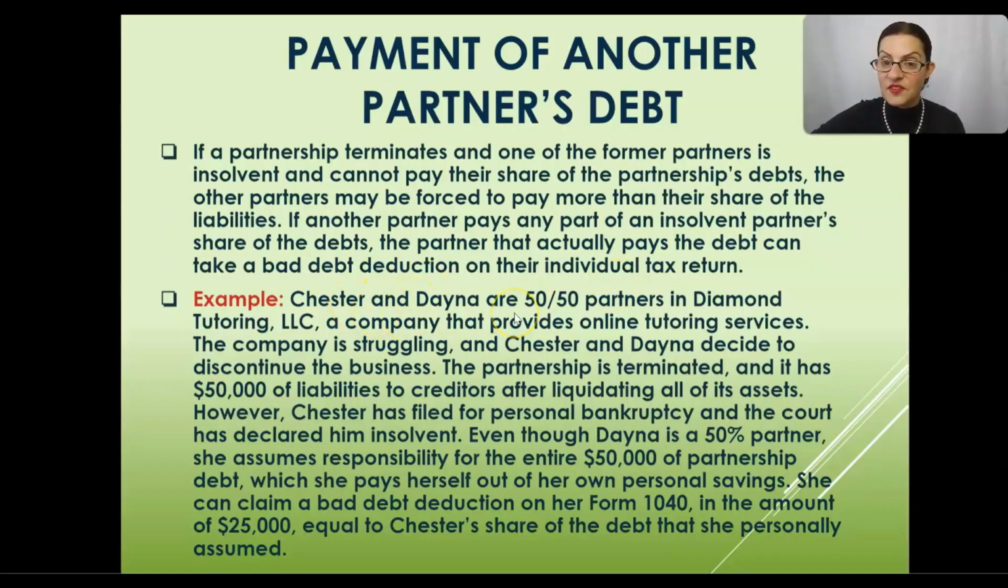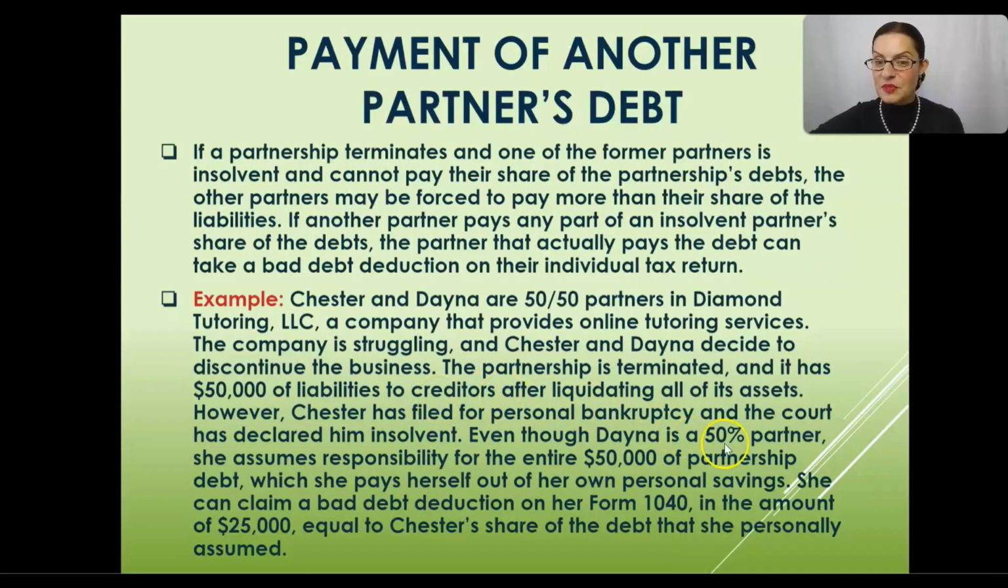Chester and Dana are 50-50 partners in Diamond Tutoring LLC, a company that provides online tutoring services. The company is struggling, and Chester and Dana decide to discontinue the business. The partnership is terminated, and it has $50,000 of liabilities to creditors after liquidating all of its assets. So it has this big outstanding loan, this $50,000 debt, and it has no assets to pay anything. However, Chester has filed for personal bankruptcy, and the court has declared him insolvent. So Chester's not going to pay any of this debt because he's already filed for bankruptcy.